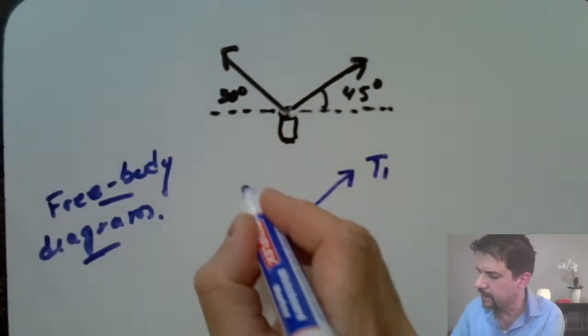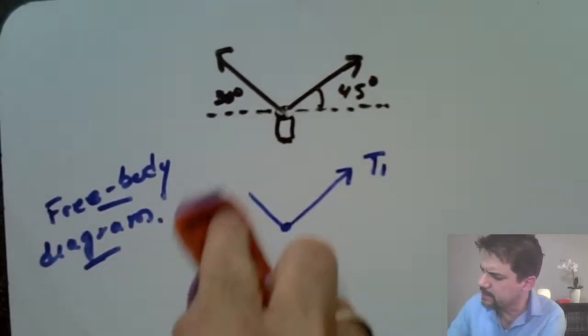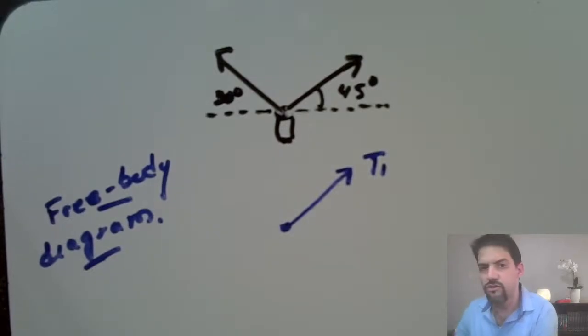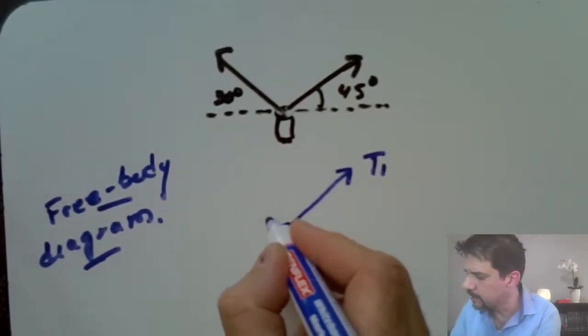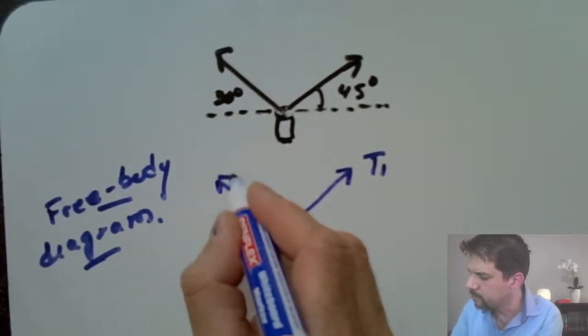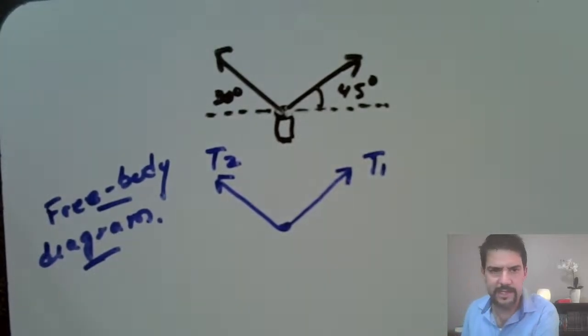And we have here another one. Let's make it a little bit down to be more accurate. But remember, it does not need to be accurate in terms of the length of the vector. All right, so here we go. This one is T2. That is the first two forces.